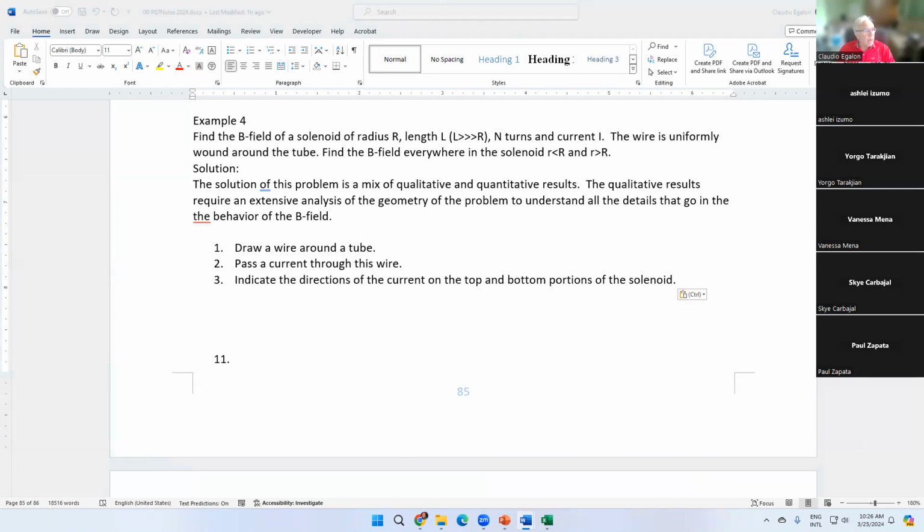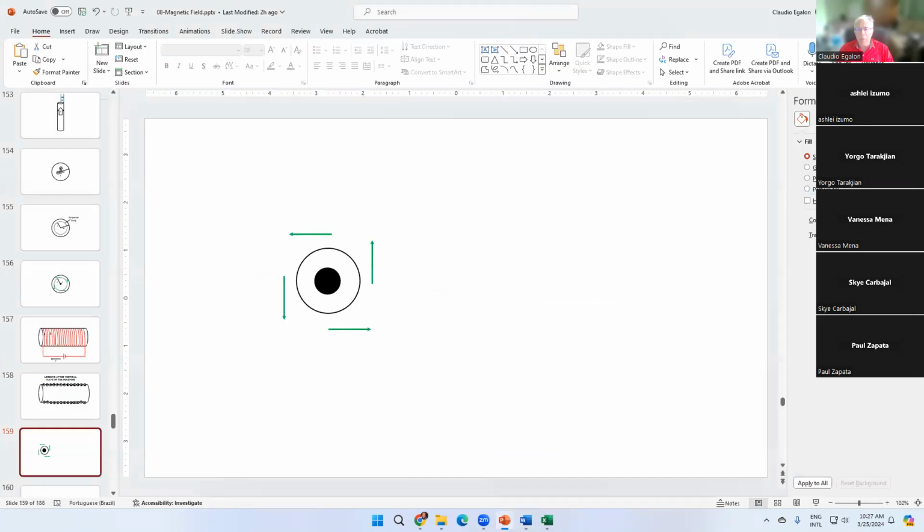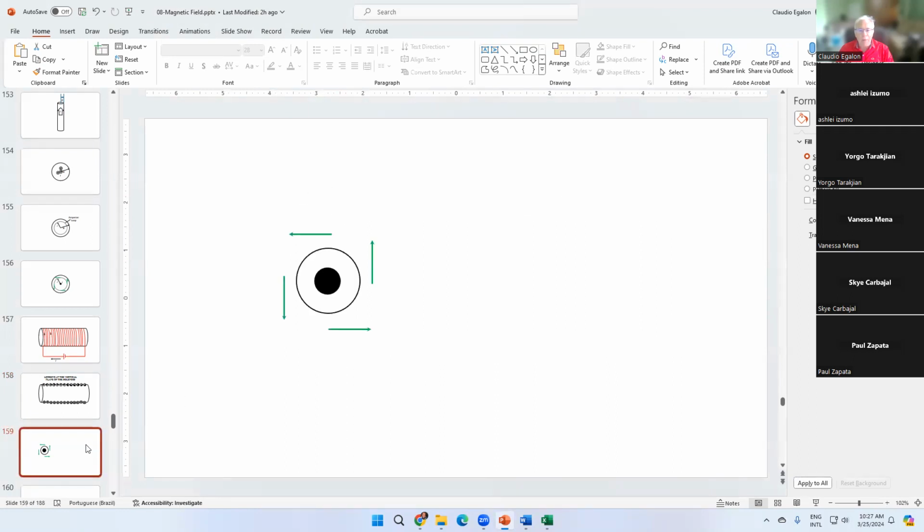Then you analyze a single wire, a single turn, right? Then you analyze a single turn at the top of the solenoid and draw the magnetic field around it, just like you do for the infinitely long wire. And I did that here for you. Here you go. This top wire right here is producing a magnetic field around it. And then I drew the magnetic field around it.